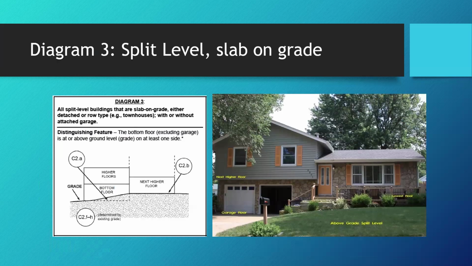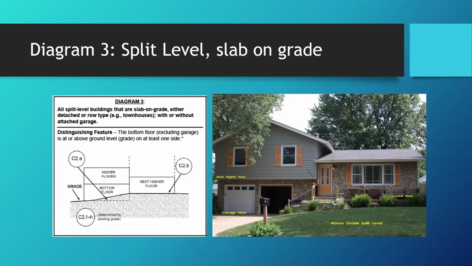Diagram 3 is a split level. These always look really strange to me. So the bottom floor in this case is a slab on grade. So it's not below grade. If you see in the diagram, it's a little bit below grade on one side, but there is at least one side that's not below grade. So that's why it's not a basement. So this would be allowed.